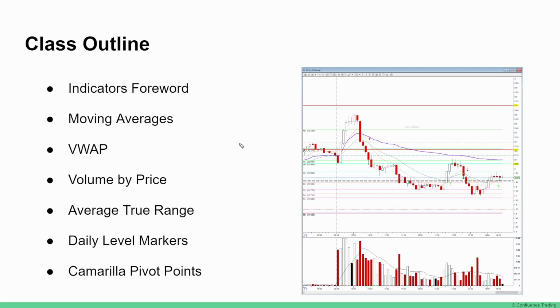Alright, so we got a lot to cover today. To begin, I'm just going to give you a quick foreword, a quick precursor to the different indicators that I use. And then we're going to go through each of the indicators and levels that I have on my chart in detail, and I'm going to give you the theory behind why I use each of them.